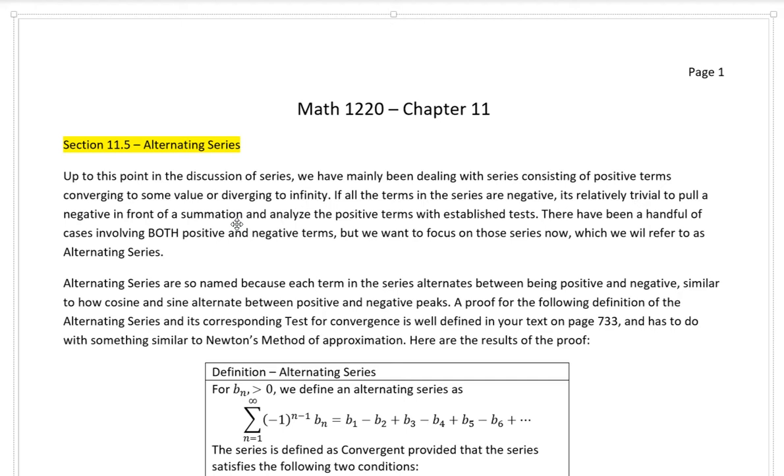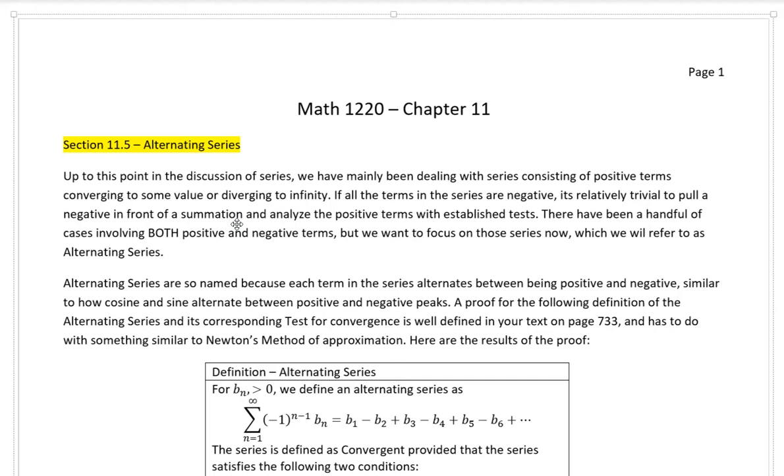But here, we're more going to be talking about what happens when the terms in a series, or its equivalent sequence, jump back and forth between positive and negative. What happens with those ones, and how can we determine convergence and divergence? We want to talk about these because some of the previous tests won't necessarily apply to those.